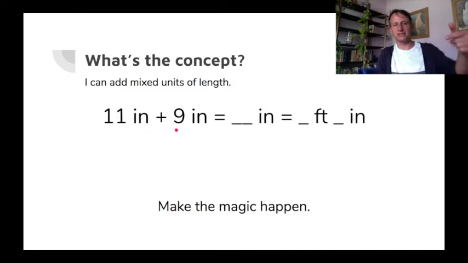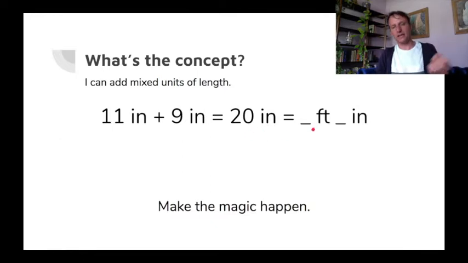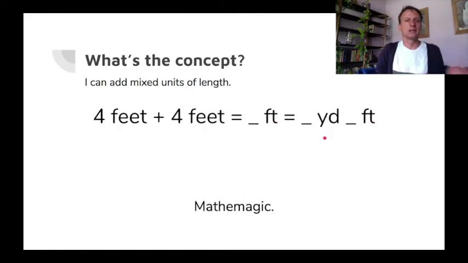11 inches and 9 inches is a total of 20 inches. All right. Take out the 12 inches for the foot. That leaves 8. So 1 foot, 8 inches. Good. 4 feet and 4 feet.